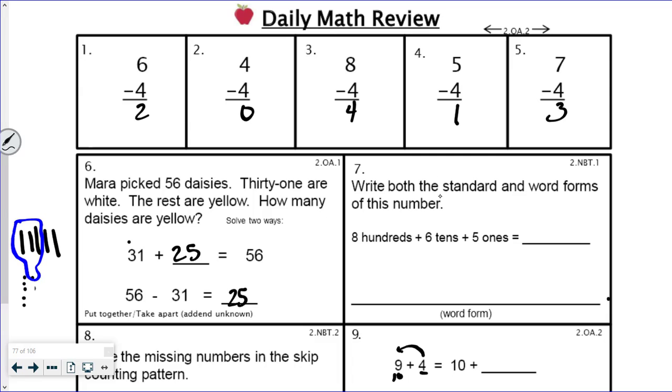Alright, number 7, write both the standard and word forms of this number. So 8 hundreds, so I'm going to put an 8 digit in the hundreds place, 6 tens. I'm going to put a 6 in the tens place, and a 5 in the ones place. So 865. And I'm going to rewrite it nice and neat in word form. 865. Again, don't erase yours if you don't have yours spelled exactly the same as mine. Long as we can read it, that's cool.